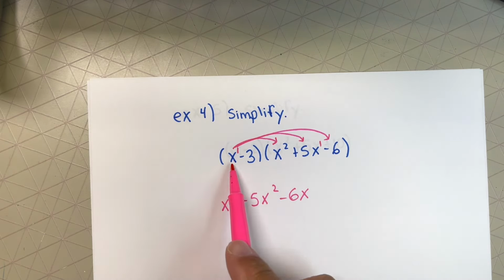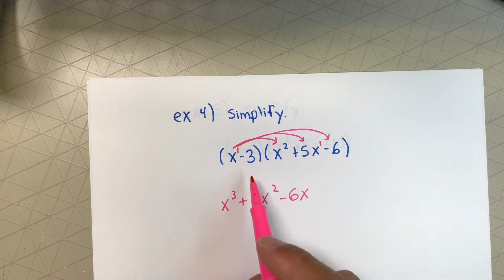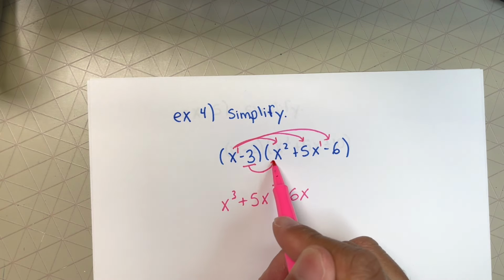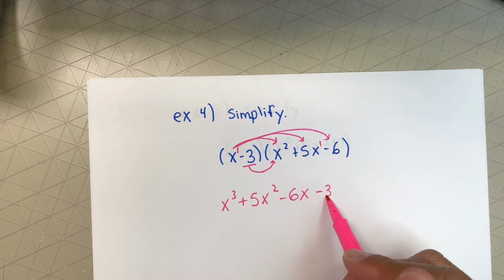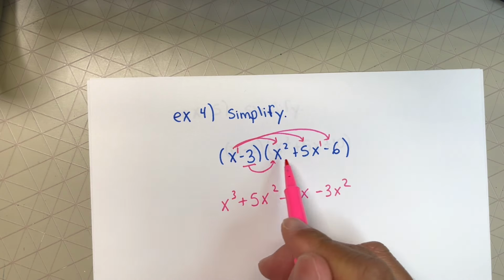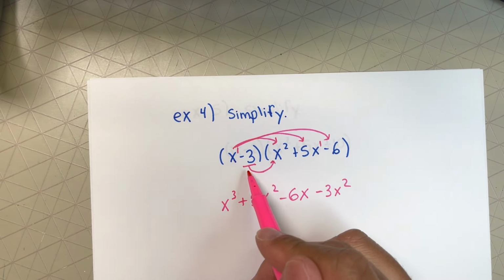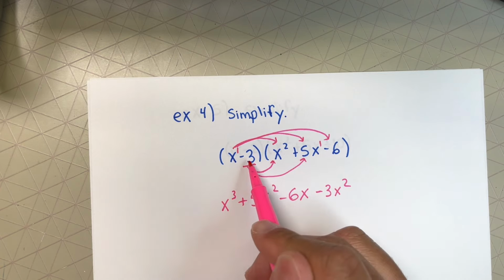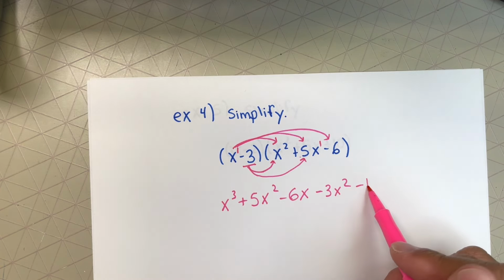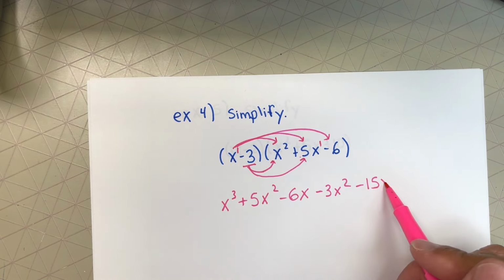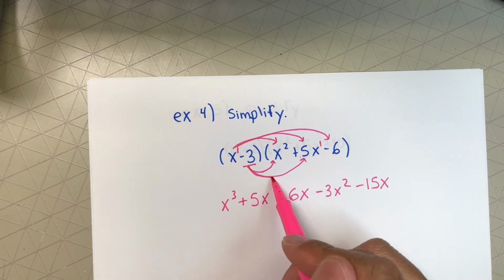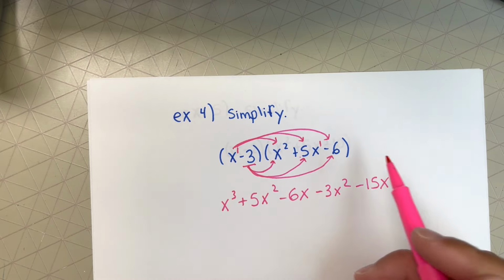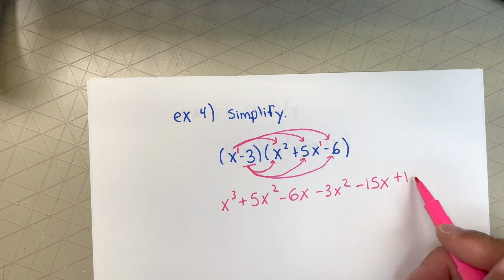Now once you're done distributing the first term to all 3 terms, move on to the second term. Distribute negative 3 to x squared, and you're going to get negative 3x squared. Why? Because they have nothing in common, so just stick them together. Negative 3 times 5x, I can actually multiply negative 3 and 5 to get negative 15. But there's an x, so you just drop it down. And the last one, negative 3 times negative 6. 2 numbers to multiply them, you get positive 18.